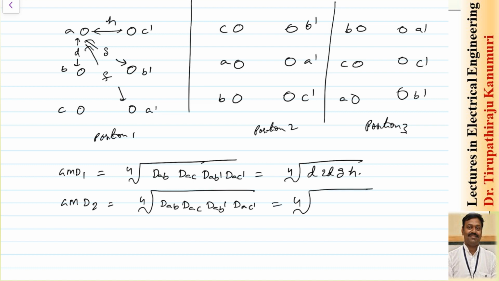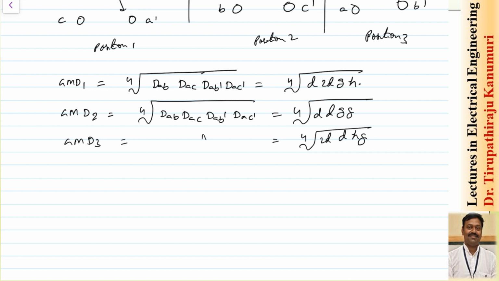This will become equal to 4th root of D into D into G into G. That is for second condition. Similarly the case of GMD in the third position, so this will be equal to 4th root of 2D into D into H into G. This is what we calculated. So 3 GMDs are calculated.